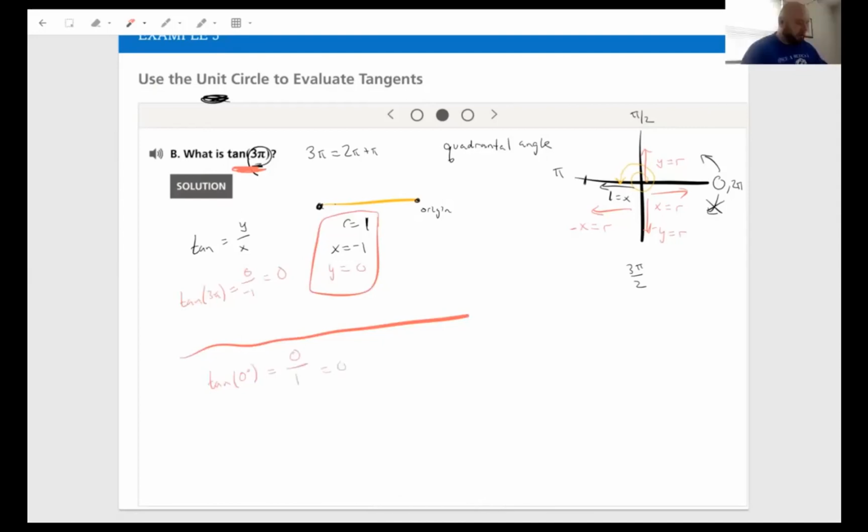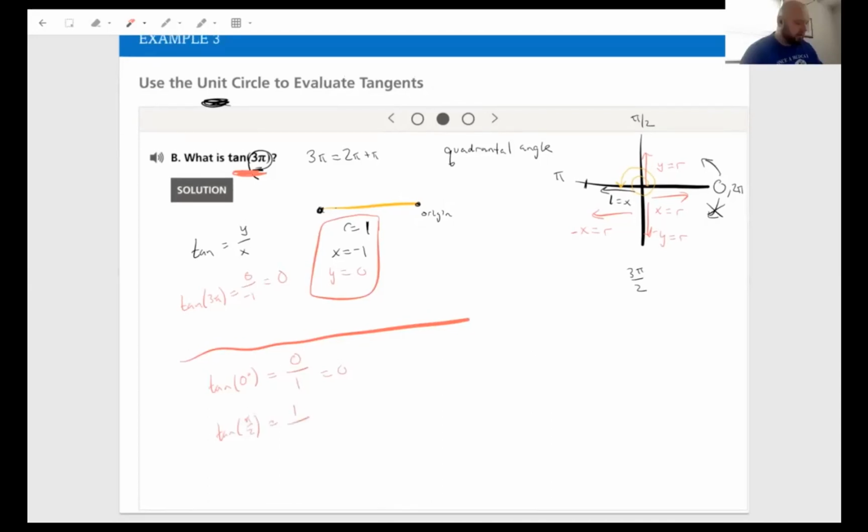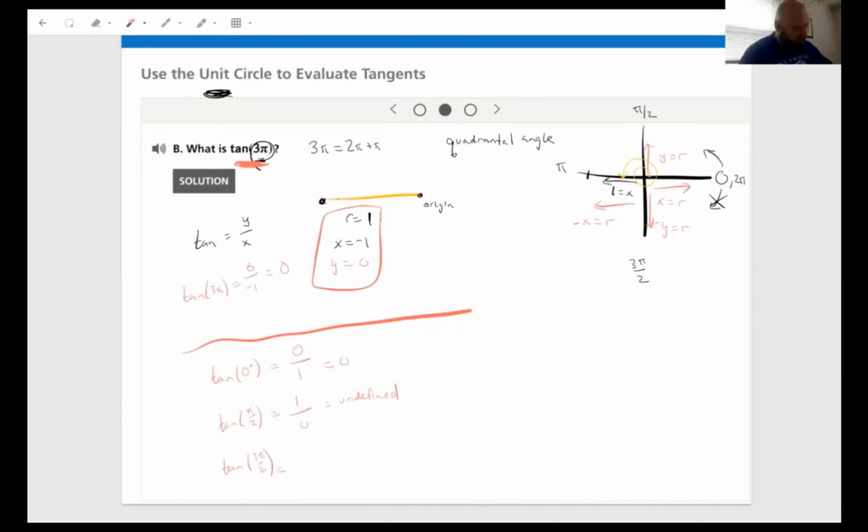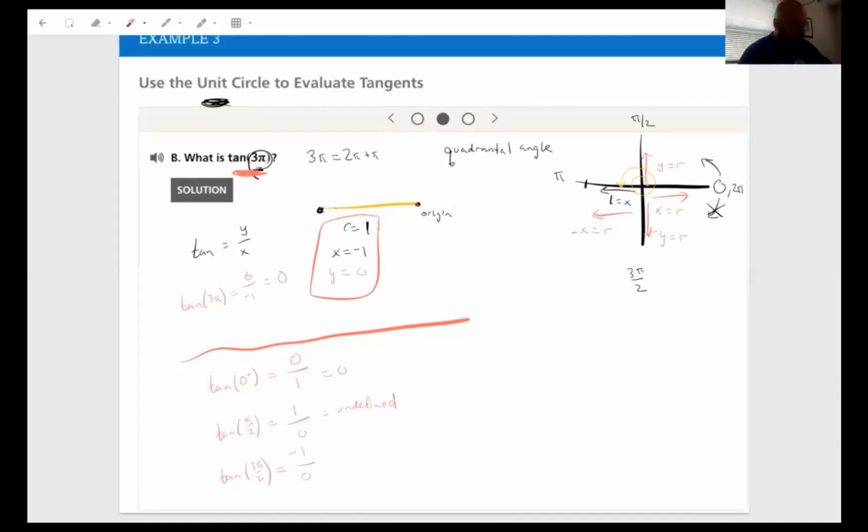If I had the tangent of pi over 2, which is going up, then I move 1 unit up, because y is equal to r, over the x direction. I didn't move anything in the x direction, so all I did was go up. 1 divided by 0 is undefined. You can't divide by 0. And similarly, the tangent of 3 pi over 2, if you go down 1 unit but you didn't move left or right at all, you can't divide by 0, so again, that would be undefined.